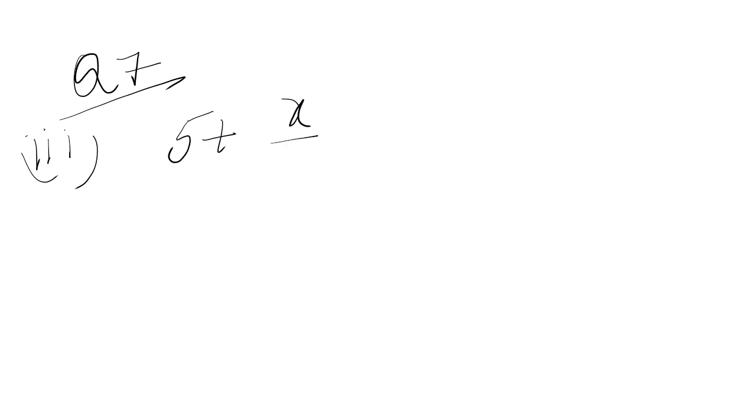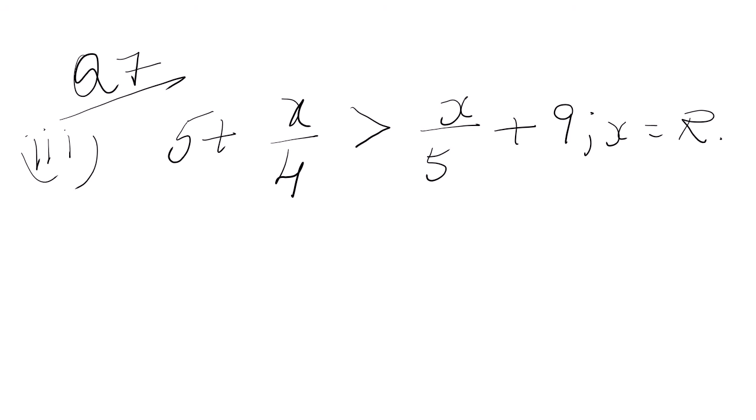Now the next question is question 7. This is your third subquestion. It says 5 plus x upon 4 is greater than x upon 5 plus 9, and x belongs to R. Capital R means real numbers.